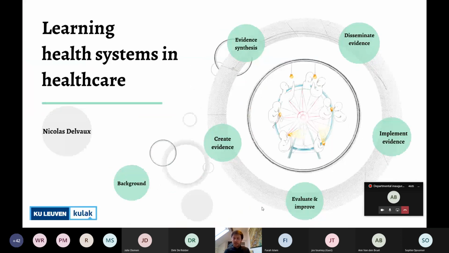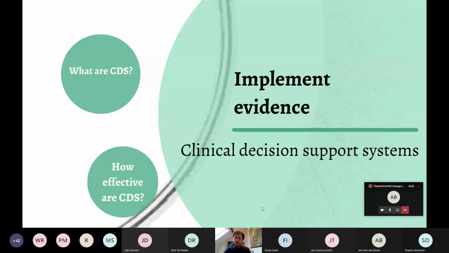How do we implement this evidence? Like I said, we're going to discuss only clinical decision support systems. There are a wide array of evidence implementation strategies, which we're not going to discuss today, because it's outside the scope of this talk and it's outside of the scope of my research interests. But clinical decision support systems are very much a focus of my research the last years, and also will continue to be a focus of research at the Kulak, where data-driven healthcare is the main theme of our small research group.